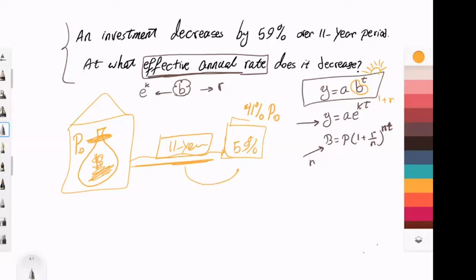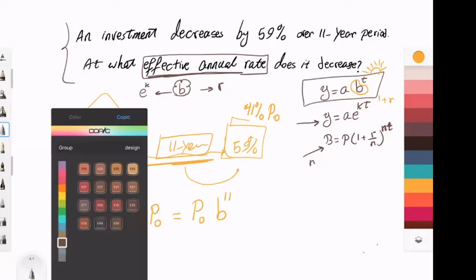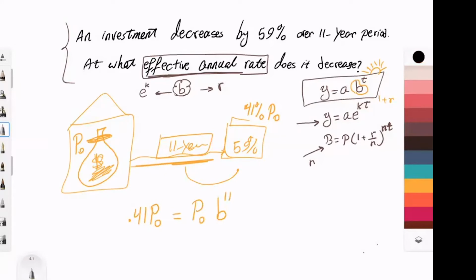So does this make sense? 0.41 P naught will be P naught B to the power 11. Behnaz, are you following me? Yeah. So this was the initial value. This initial value at the beginning, after 11 years, becomes 0.41 of the value, because it decreases 59%.